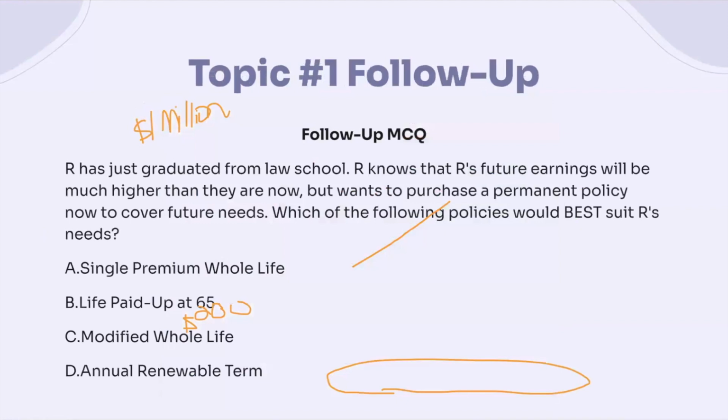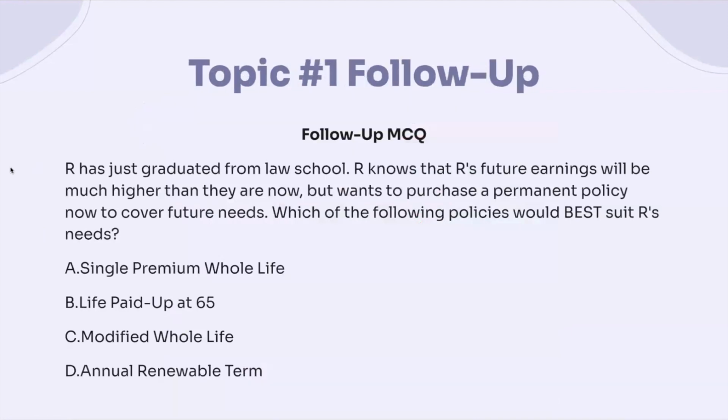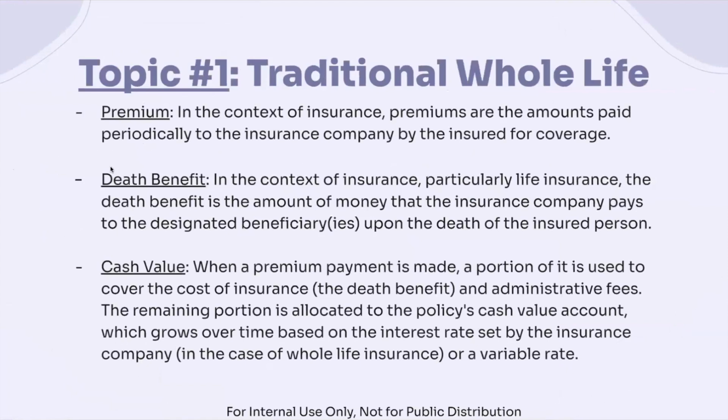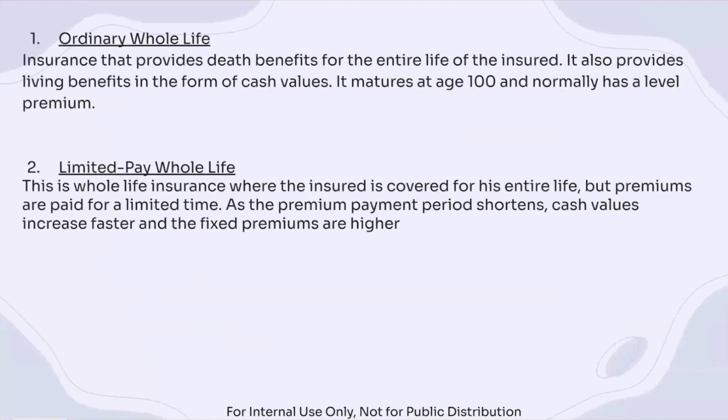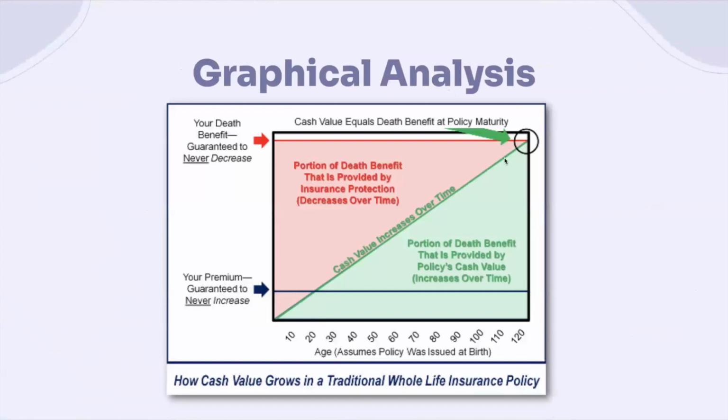Now, remember, when we look at all these policies, we always want to compare them: how is the premium changing, how is the death benefit changing, how is the cash value changing. We can summarize that the premium and death benefit stay the same, and the cash value increases constantly at a fixed rate.